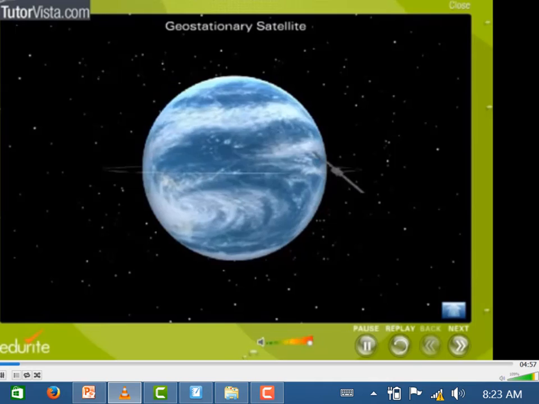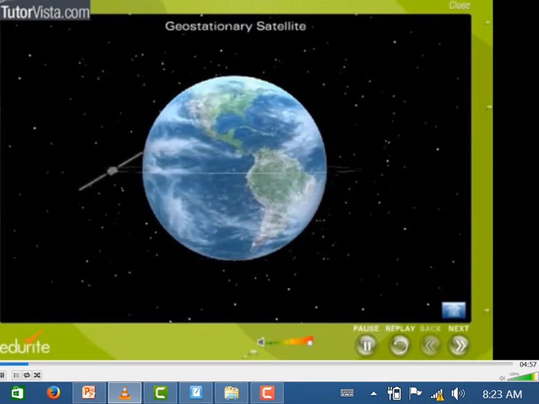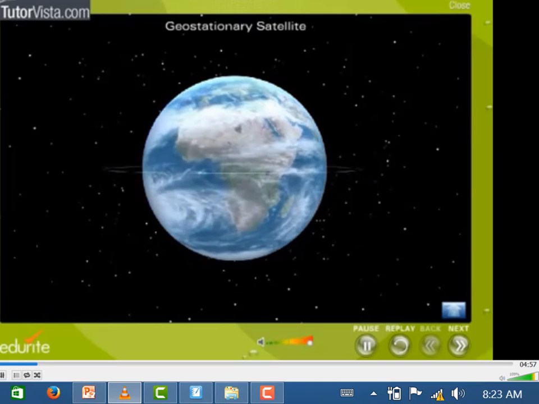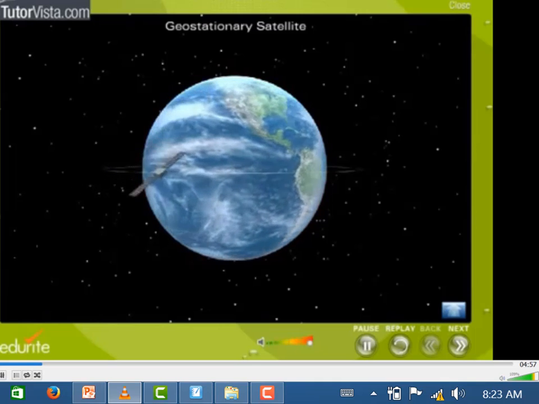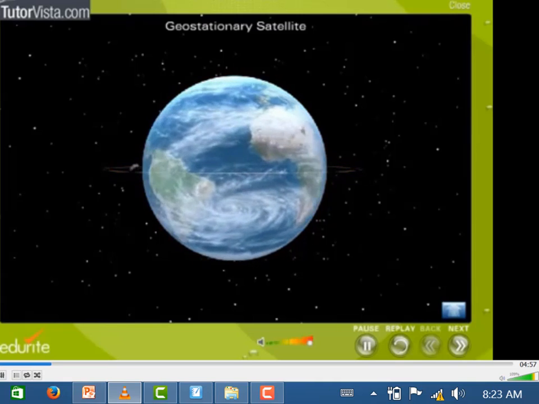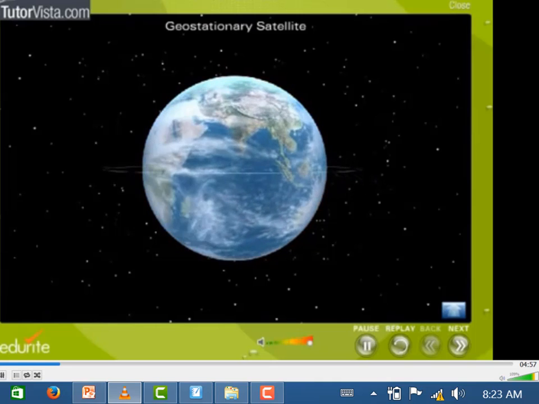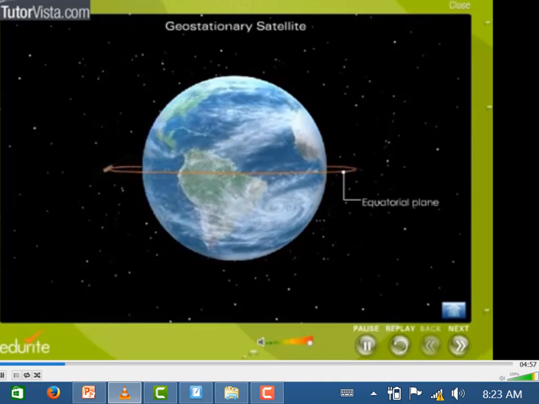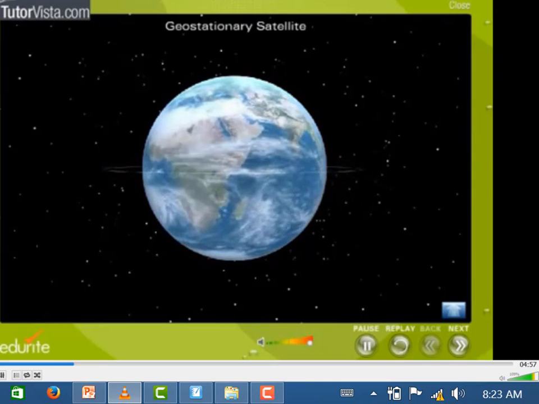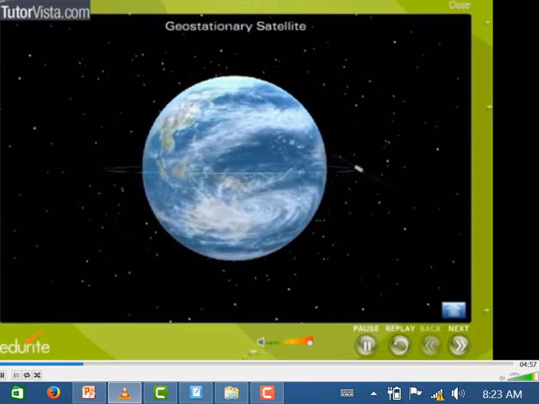Geostationary satellites are those satellites whose period of revolution around the Earth is equal to the period of rotation of the Earth. Geostationary satellites appear to be stationary as they revolve around the Earth from west to east. The period of revolution of the satellite is equal to the period of rotation of the Earth, and they revolve in the equatorial plane. The orbits followed by geostationary satellites are called geostationary orbits or parking orbits.